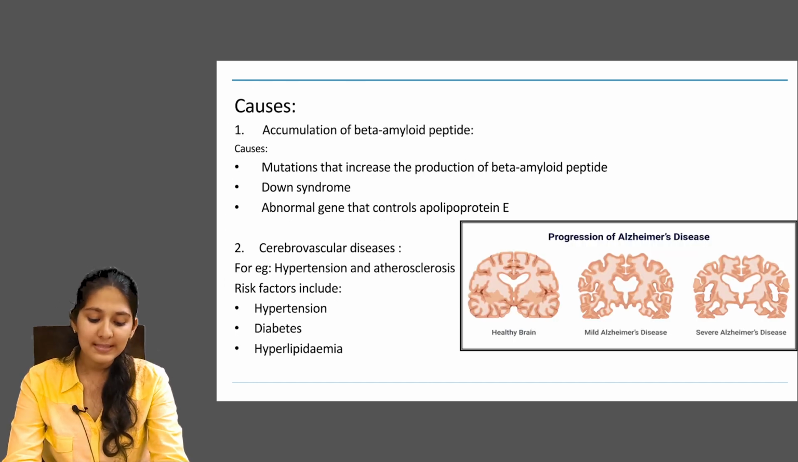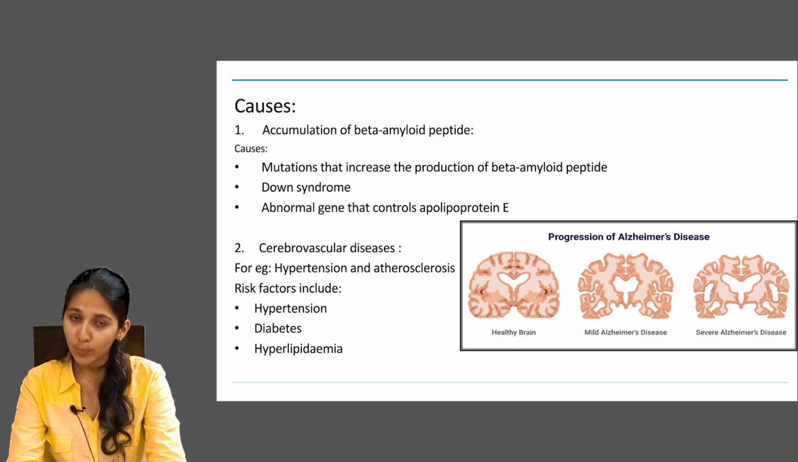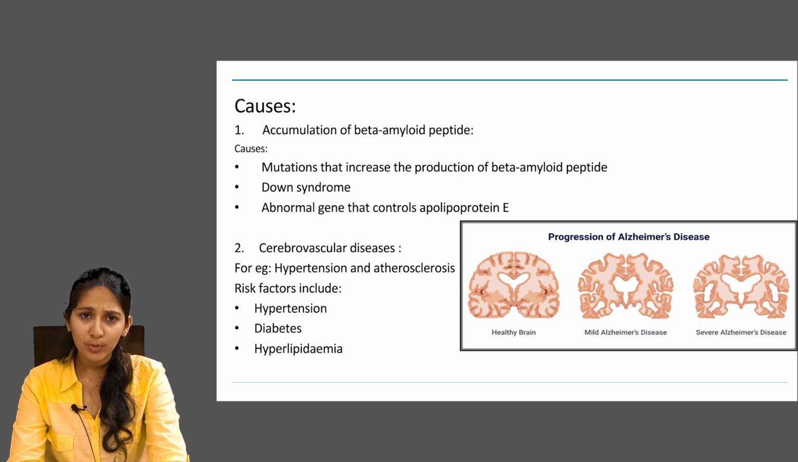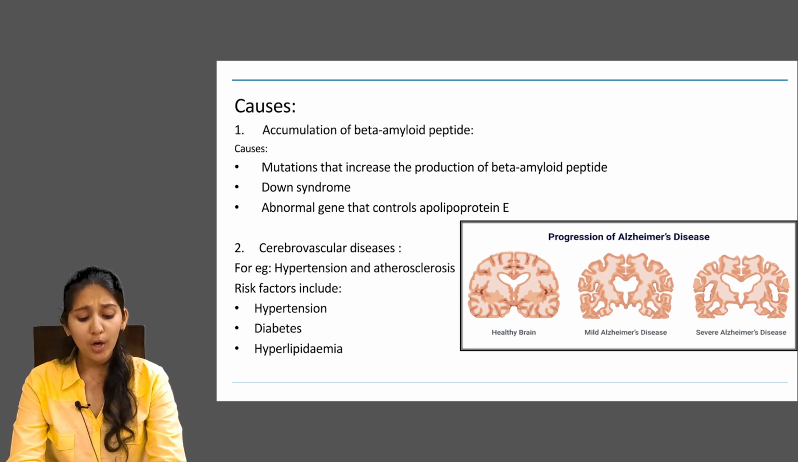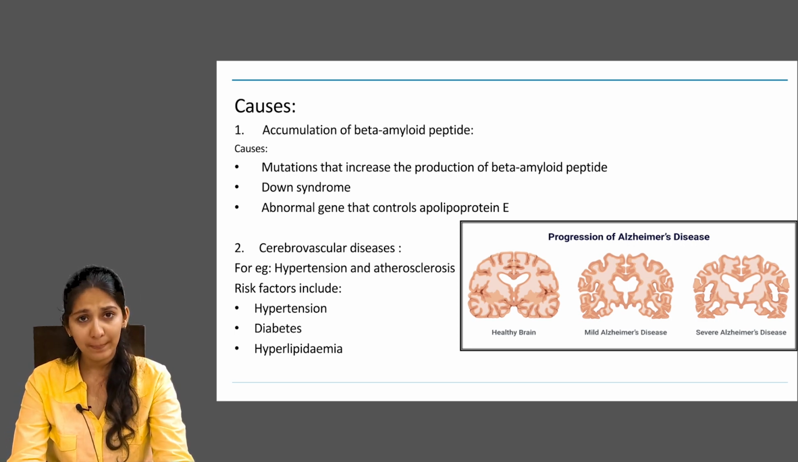The most common cause of this disease is the accumulation of beta amyloid peptide. Now, what results in the accumulation of beta amyloid peptide can be mutations which result in the increased production of this beta amyloid peptide, Down syndrome, that is the 21st chromosome trisomy, abnormal genes that control apolipoprotein E. Apolipoprotein is a transporter protein which helps in transportation of cholesterol to the tissues. So, problem in any of these three can result in the increased accumulation of beta amyloid peptide, which in turn can result in Alzheimer's disease.